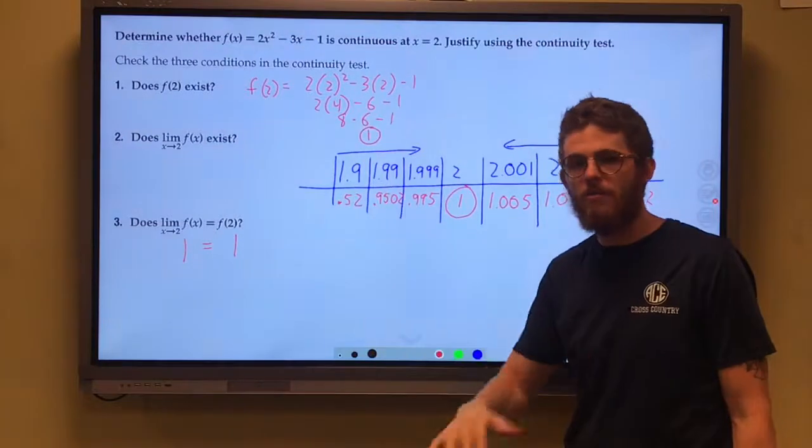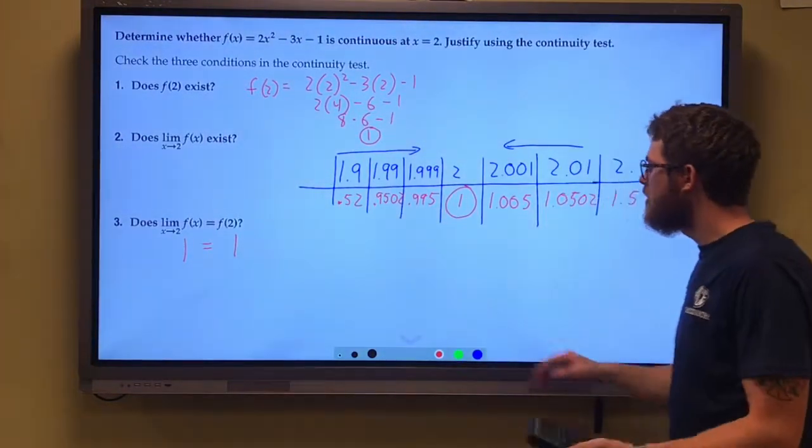Those are the three things we have to do. That is our continuity test. And so yes, this is continuous.